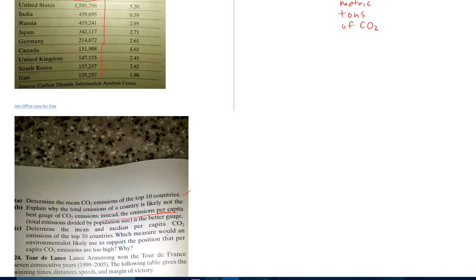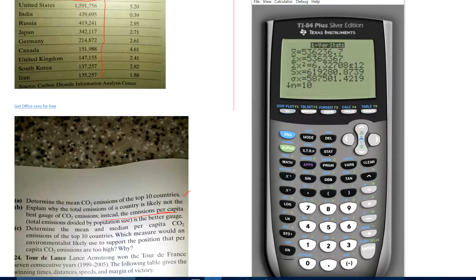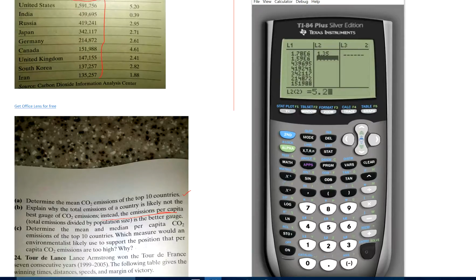Okay. C. Determine the mean and median per capita emissions of the top 10. Which measure would environmentalists be likely to do? So we're going to put this data in L2 and find the mean and median for that. So I'm going to go ahead and do that. 1.35, 5.2, pause it here. Okay, here we go. I got it now in L2.